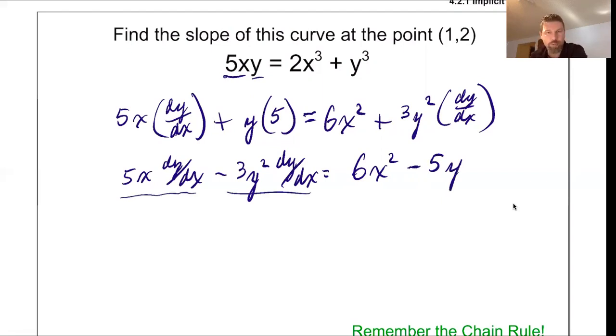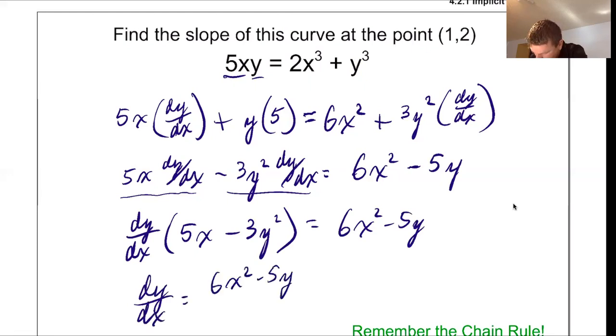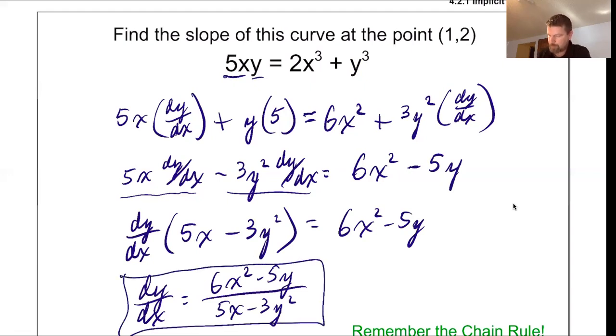Two terms, both of which have a dy/dx. So factor out the dy/dx. Be left with a 5x minus 3y squared. That's equal to 6x squared minus 5y. So my final dy/dx would be 6x squared minus 5y all over 5x minus 3y squared. That is my derivative with respect to x.